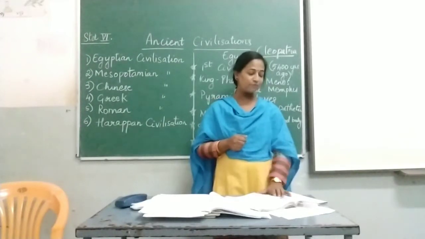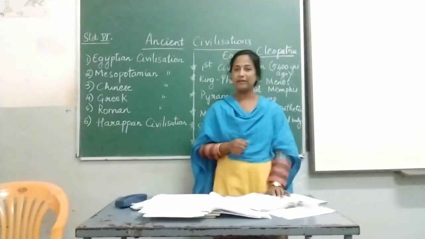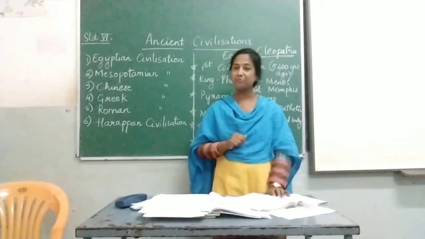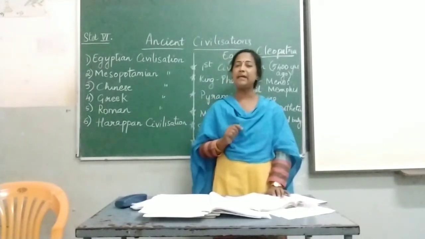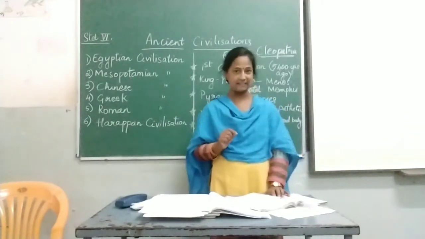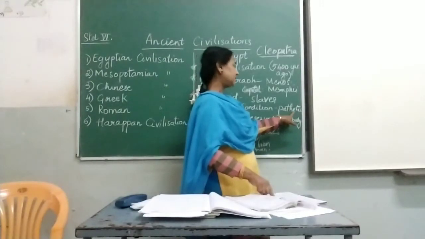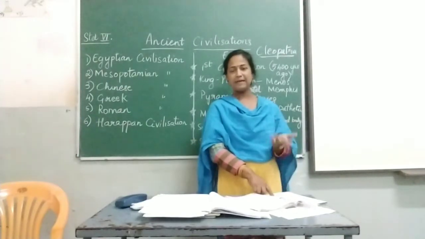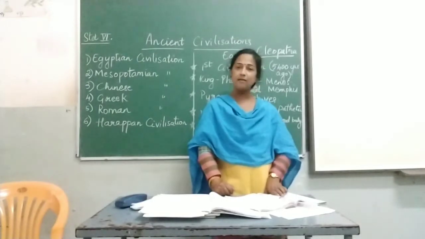The condition of slaves was very pathetic. Pathetic means it was very sorry, a pitiable condition, because the slaves were troubled a lot. They used to take lots of work from the slaves during the Egyptian period. So their condition was very sad. It was very pathetic. I have written the word here: P-A-T-H-E-T-I-C, pathetic. Pitiable condition. Women were given important status in the society.